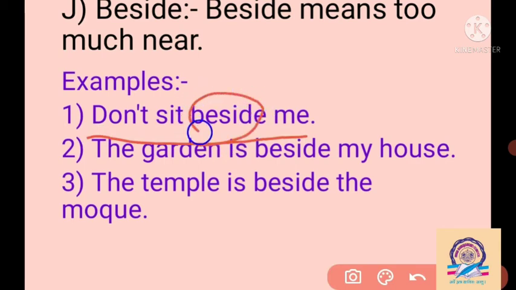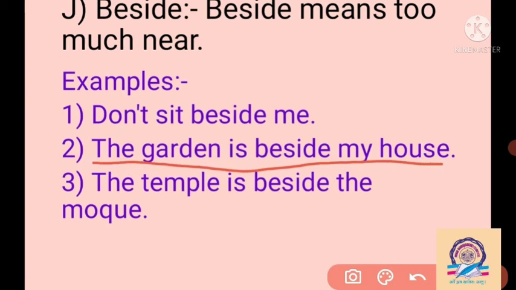It means someone is sitting beside you. So at that time you can say, don't sit beside me. Then, the garden is beside my house. Here the garden is very near. When your house is finished, the garden starts right there. So it is very near. At those times we have to use beside.